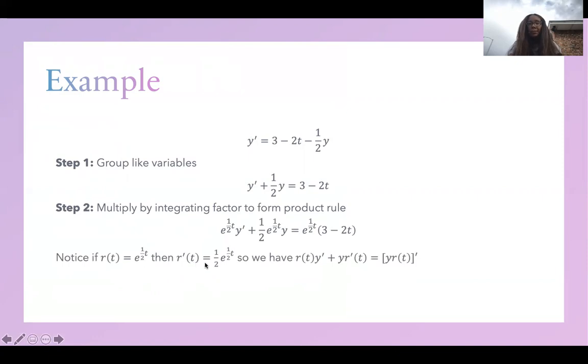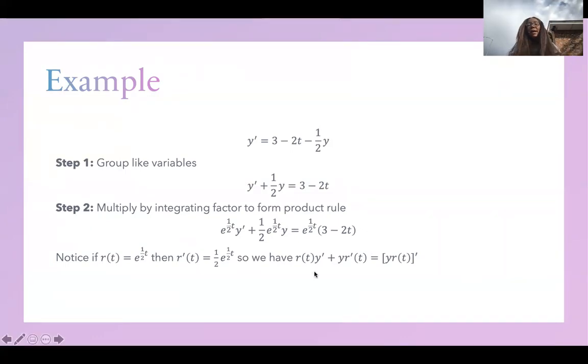So then our r prime of t is 1/2 e to the 1/2 t. So we have r of t times the derivative of y, y prime, plus the derivative of r of t times our function y. This means that the left-hand side of this equation is the derivative of the product of the functions y and r of t. Because the product rule would say we take the first function y times the derivative of r of t, which is y times 1/2 e to the 1/2 t, plus our second function e to the 1/2 t times the derivative of y, which is our y prime.